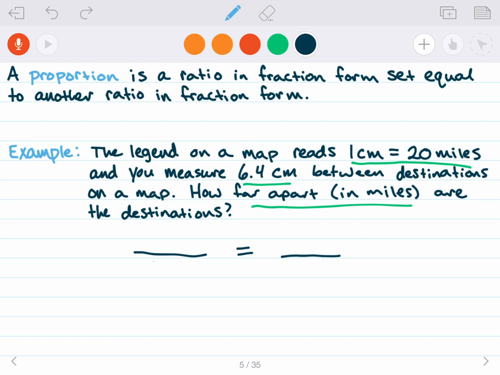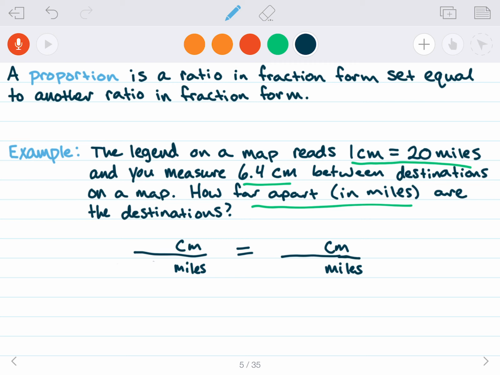And so if I put centimeters on top right here, I need to make sure centimeters stays in the numerator over there as well. And you don't have to do it that way. You could put miles on top, centimeters on bottom, it doesn't matter. But I'm choosing to put centimeters on top and miles on bottom in both cases. And this is just to show you where to put the numbers, okay?